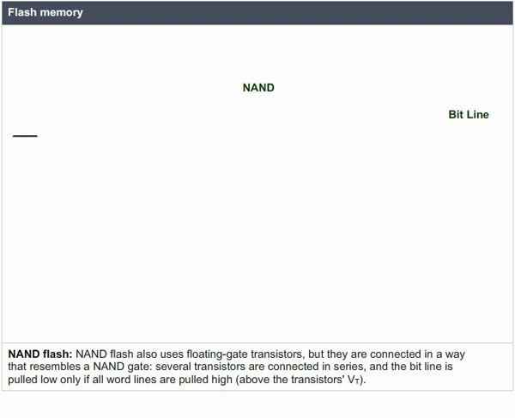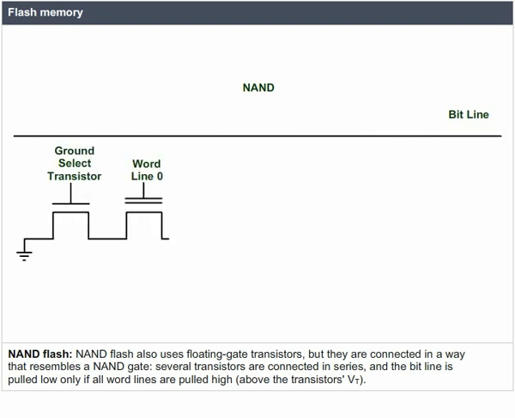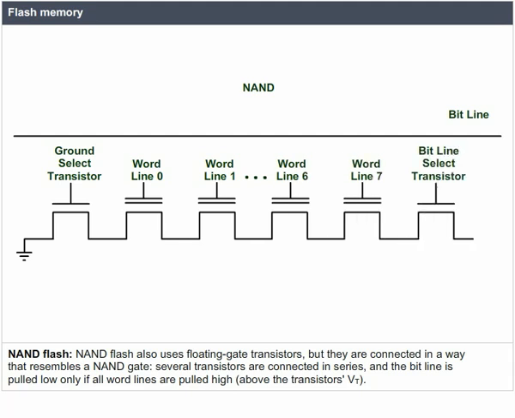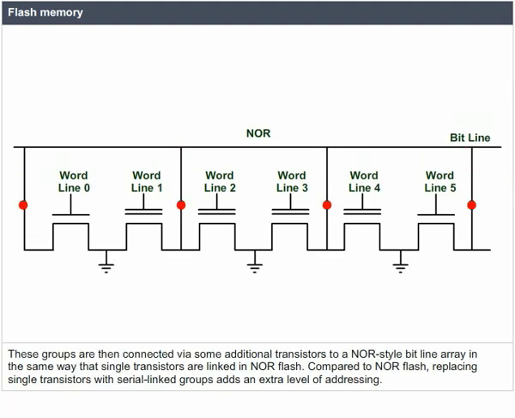NAND flash. NAND flash also uses floating gate transistors, but they are connected in a way that resembles a NAND gate. Several transistors are connected in series and the bit line is pulled low only if all word lines are pulled high above the transistor's PT. These groups are then connected via some additional transistors to a NOR style bit line array in the same way that single transistors are linked in NOR flash.